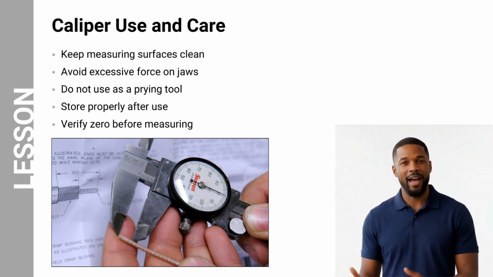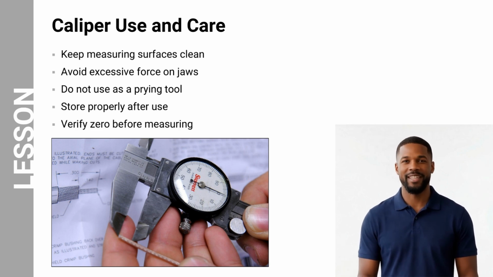Proper handling of calipers becomes essential for maintaining accuracy. Calipers must be kept clean to prevent debris from affecting the measuring surfaces. Dirt or damage can lead to incorrect readings. Excessive force should not be applied when closing the jaws. This can distort both the tool and the measurement.